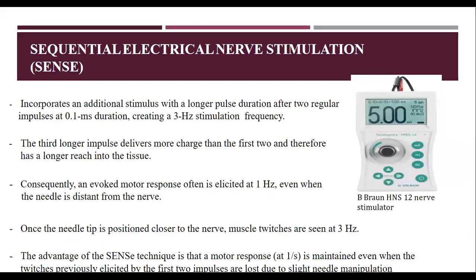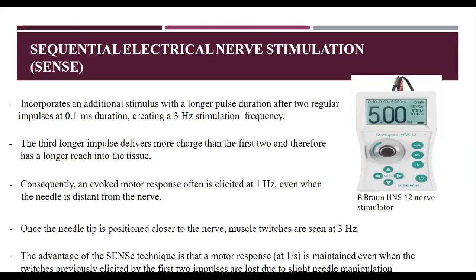Coming on to SENSE technology, this is called sequential electrical nerve stimulation. It incorporates an additional stimulus with a longer pulse duration after 2 regular impulses at 0.1 millisecond duration, creating a 3 Hz stimulation frequency. The third longer impulse delivers more charge than the first two and therefore has a longer reach into the tissue. Consequently, an evoked motor response often is elicited at 1 Hz, even when the needle is distant from the nerve. Once the needle tip is positioned closer to the nerve, muscle twitches are seen at 3 Hz.